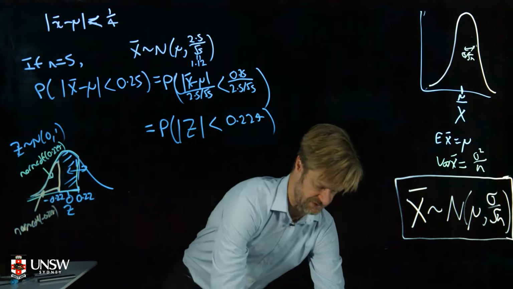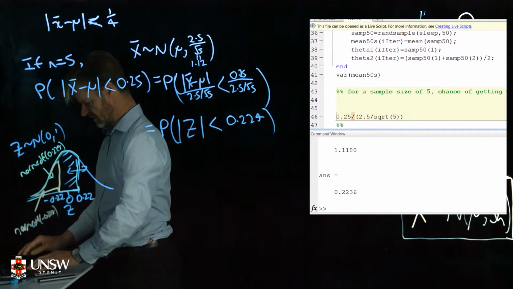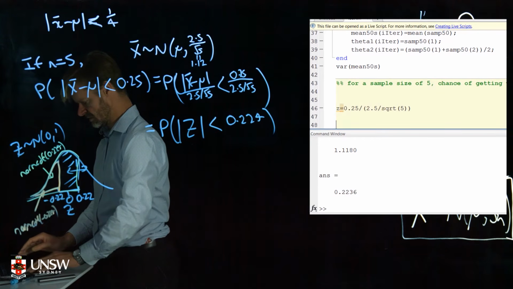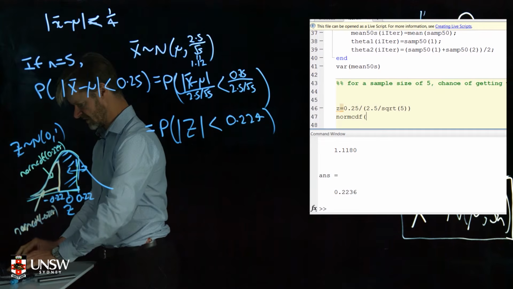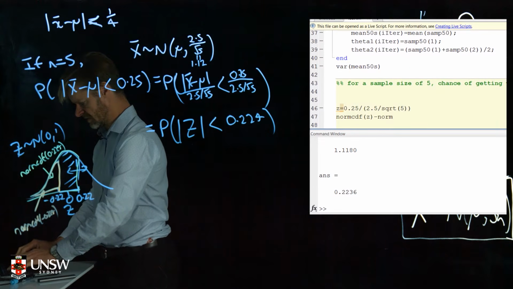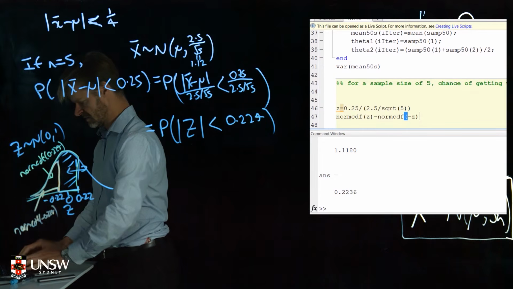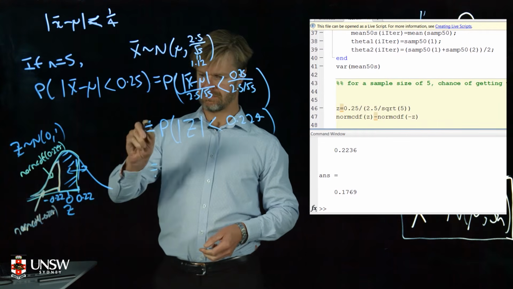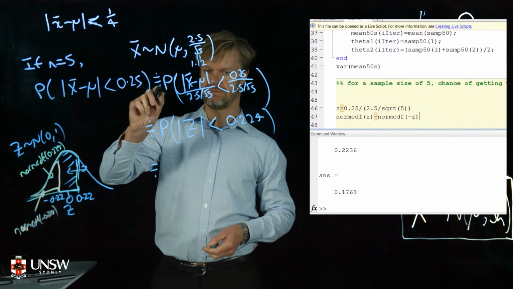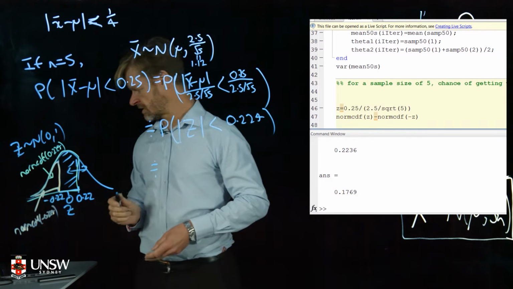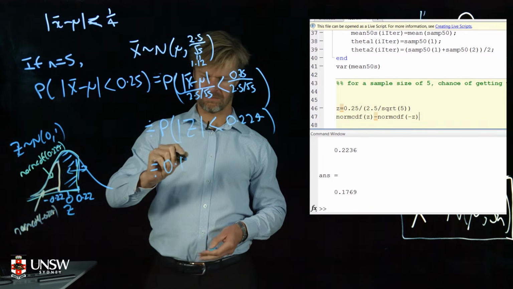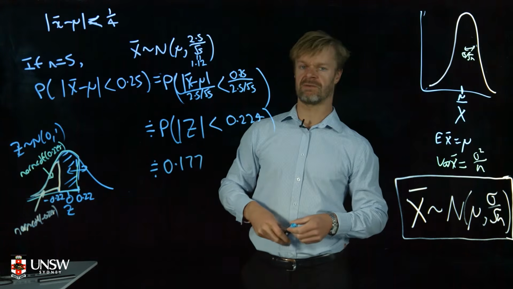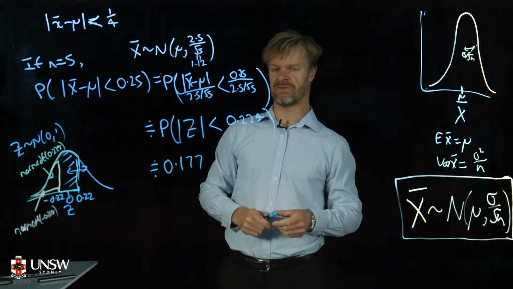So I'm going to take the difference between those two. Why don't I call this thing here Z? I'm going to go normcdf of Z minus normcdf of minus Z. And I get an answer, which is, that was exact, 0.177. So about 17 and a bit percent of the time, you would get within a quarter of an hour of the true answer if you sampled 5 people.